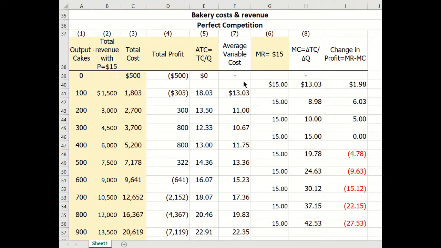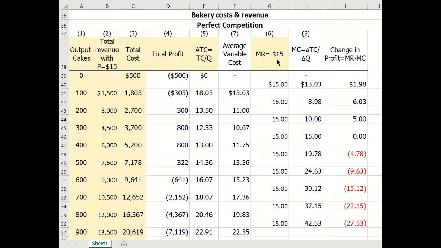Now your average variable costs should look something like a U also, and it does. It comes down 13, 11, 10, and then starts ramping up. And you can see the difference now between your average total and your average variable. That difference gets smaller and smaller, and that's the effect of spreading. After a while, you're spreading those fixed costs very, very thin. It's not going to have much of a difference between your average total and your average variable cost.